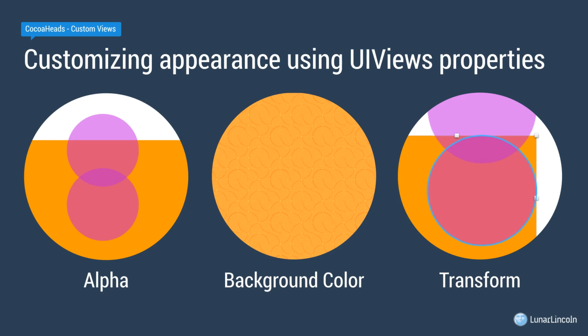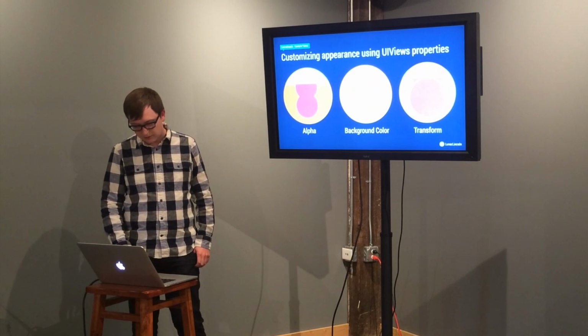Like I said, we can customize UI views through its properties. So just a few here, right? We've got alpha. We can change the background color. You can set a pattern, if you wanted to. We can transform the view, so we can skew it. We can move it around the screen, that type of stuff.